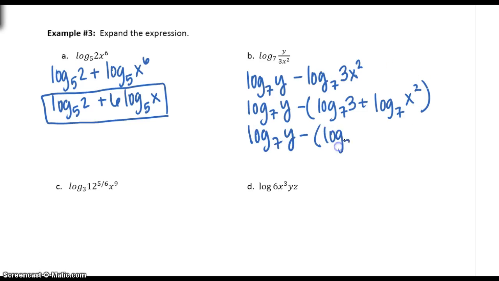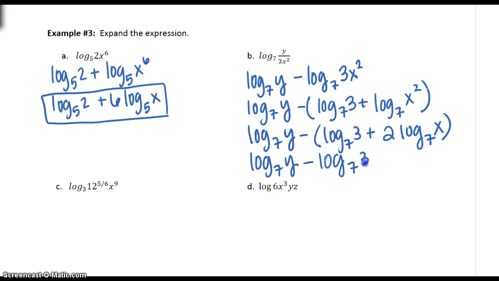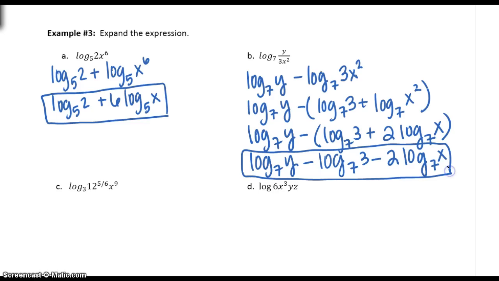So log base 7 of 3, and then here we go. 2 becomes the coefficient, and we have this. And then don't forget at the end to distribute your negative sign. Now, notice it totally looks like we have expanded something. It's a lot larger than what it started as. All right? There you go.